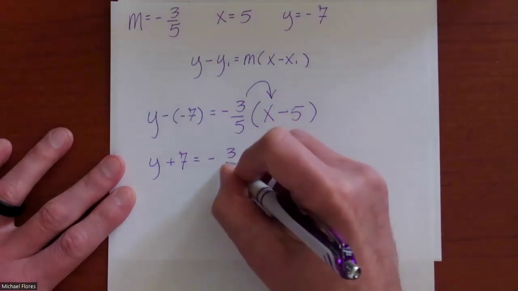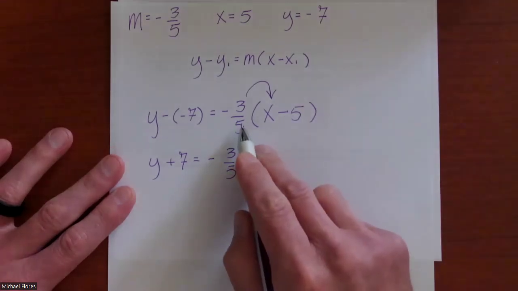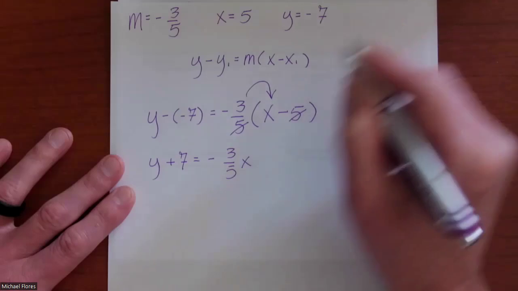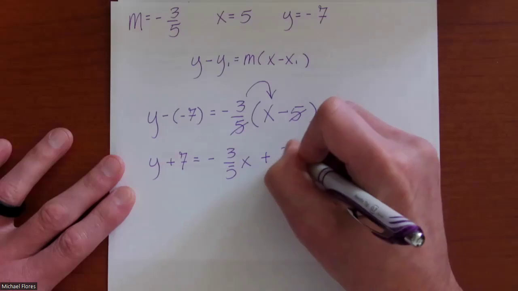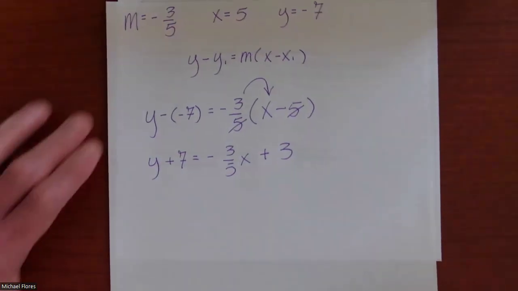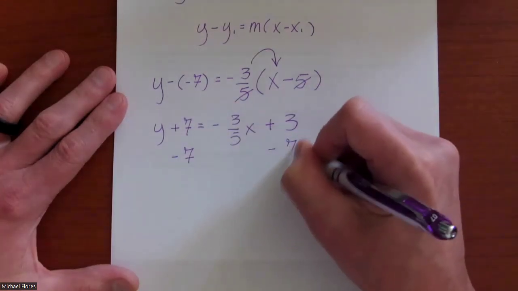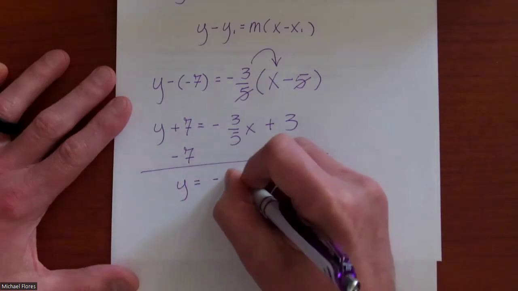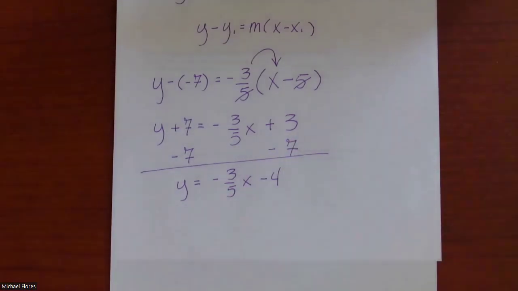That is -3/5x. If you distribute this -3/5 to that -5, the 5's are going to cancel. A negative times a negative is a positive, leaving you with just the numerator, which is 3. All right, let me now subtract 7. Bring that over here. 3 minus 7 is -4. Now it's in slope-intercept form, but it wants it in standard.